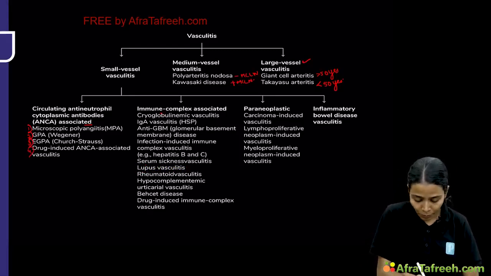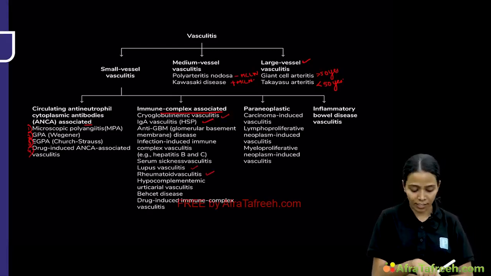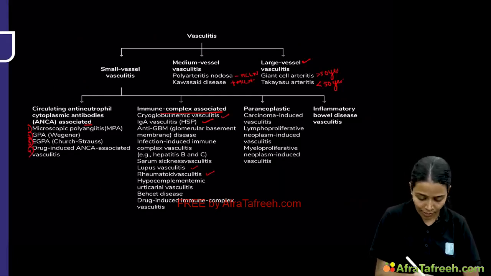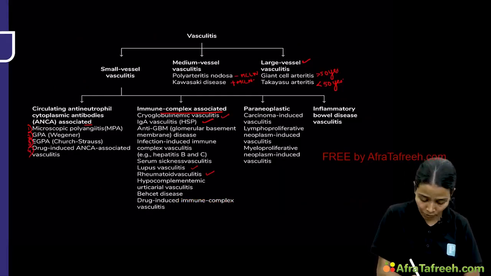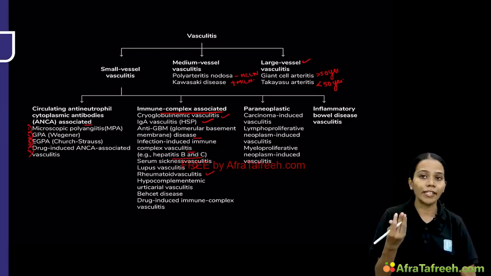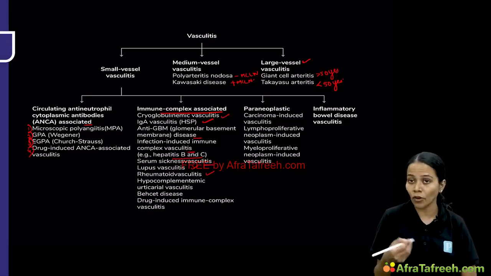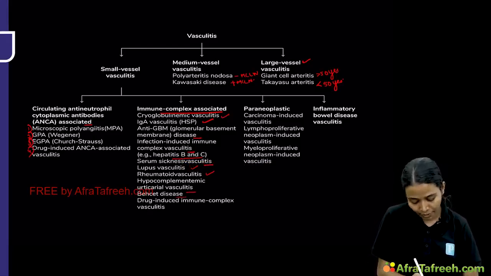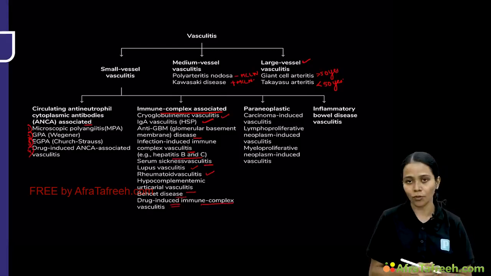The second category is immune complex associated. So we learned cryoglobulinemia, IgA nephropathy. We also learned SLE, rheumatoid vasculitis. Okay. Now the other things that I told, other sources of immune complex, those causing vasculitis, is anti-GBM disease. This we know as dual positive disease. Any infection-induced immune complex vasculitis like hepatitis B and hepatitis C. Because we know that they can cause serum sickness, they are capable of causing vasculitis. Again, hypocomplementemic urticarial vasculitis, Behçet's, and here also drug-induced, but here it is immune complex.